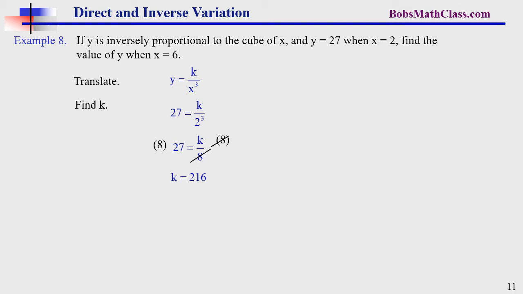All right, so now let's find y when x is 6. So we're going to replace the k with 216. So we go back to that original equation, y equals k over x cubed, and replace the k with 216. And then we could have done it at the same time, but I did not do that. Now let's plug in the x equals 6. So replace your x with 6 now. And work that out. 6 cubed on your calculator is actually 216 also. And 216 divided by 216 is 1.